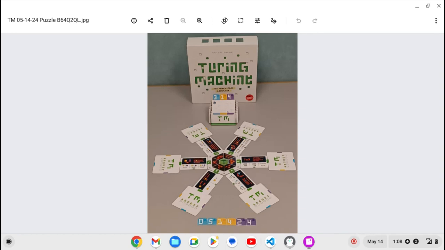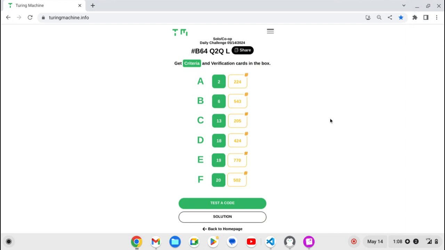Let's begin. Today's May 14th, 2024, and we're doing the Daily Turing Machine Puzzle. Notice that today's puzzle uses 6 criteria cards and the 6 verification cards. Let's go to turingmachine.info to get more information on today's puzzle. So today's puzzle uses the criteria cards 2, 6, 13, 18, 19, and 20, and also uses the yellow or orange colored verification cards. Let's go solve.